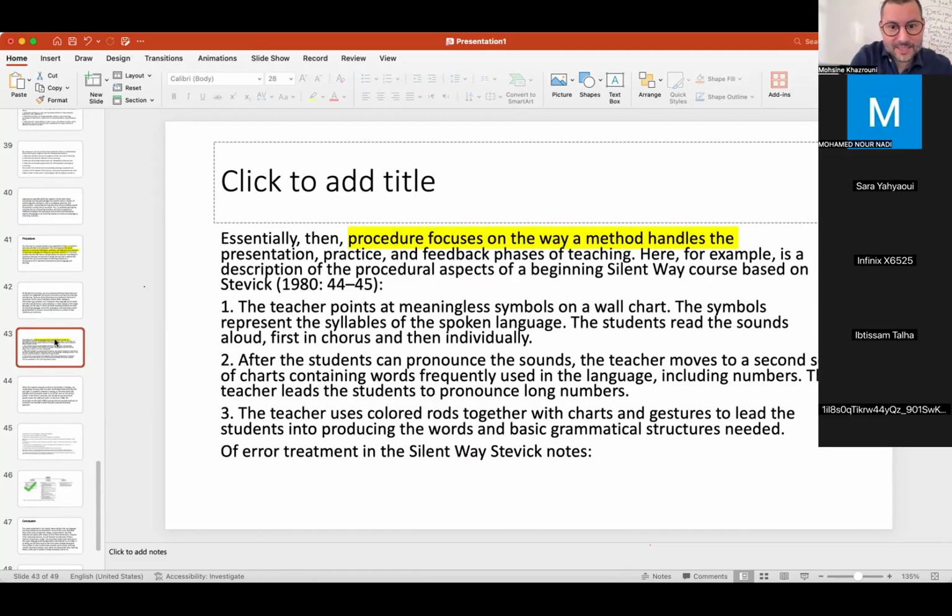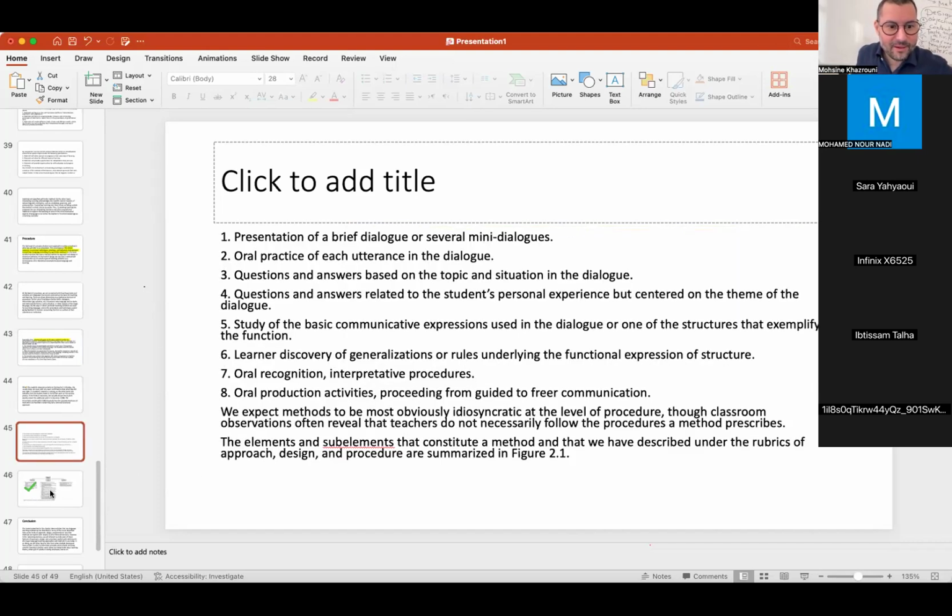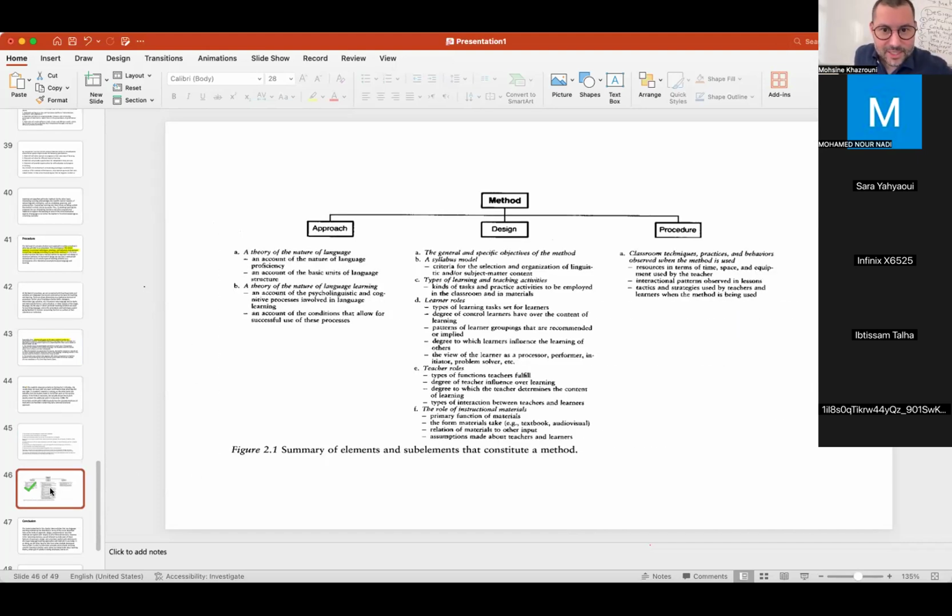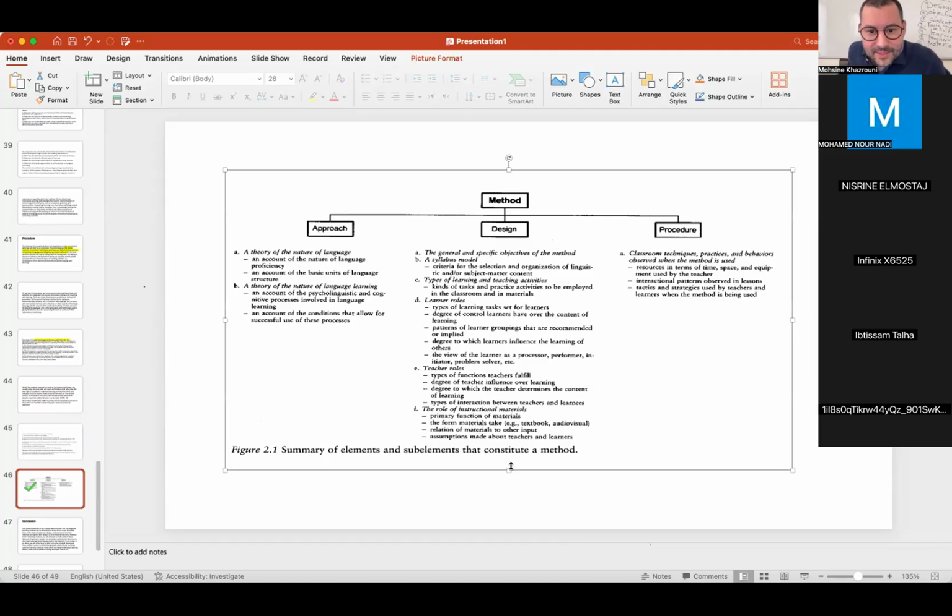Anything to add? Because we are close to the end of the meeting today. Can you see this diagram which summarizes everything? I would like somebody to comment on this. It's not clear, actually. The writing is very small. But you can see this one in the page, Nisreen.